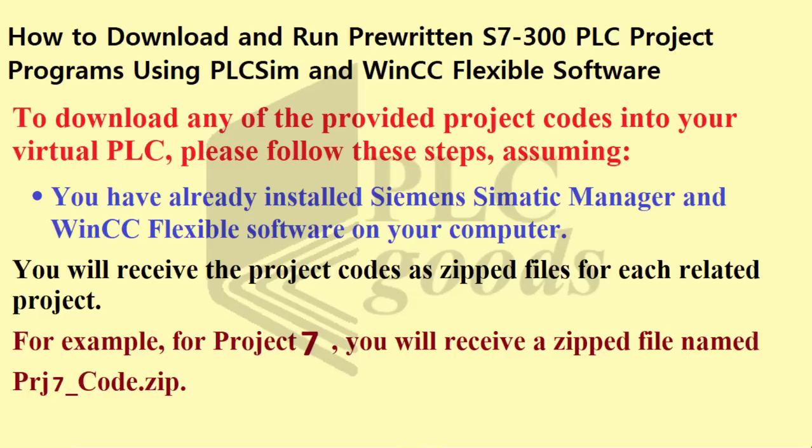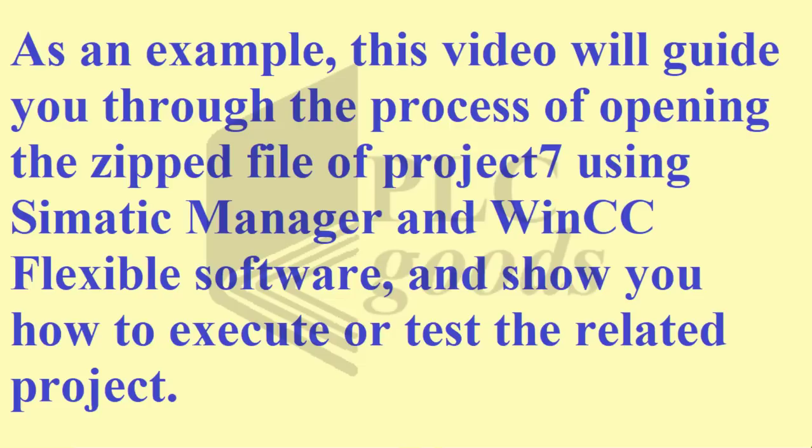You will receive the project codes as zipped files for each related project. As an example, for project number 7, you will receive a zipped file named plcgoods 7code.zip. As an example, this video will guide you through the process of opening the zipped file of project 7 using Simatic Manager and WinCC Flexible software and show you how to execute or test the related project.